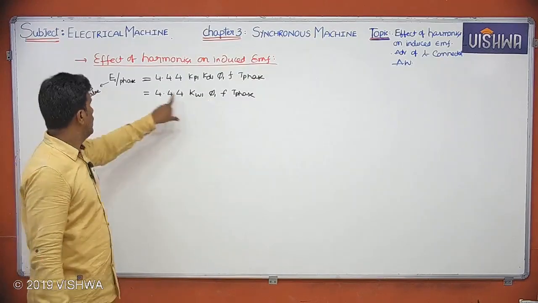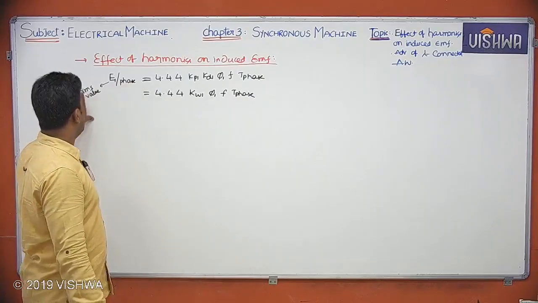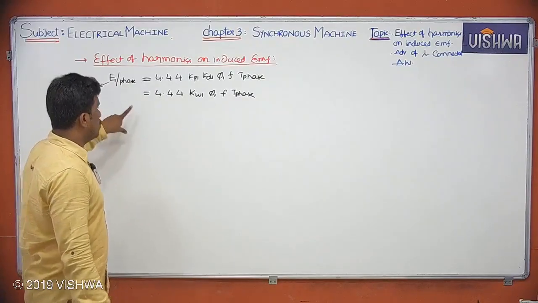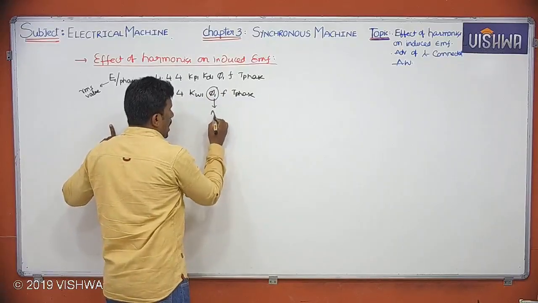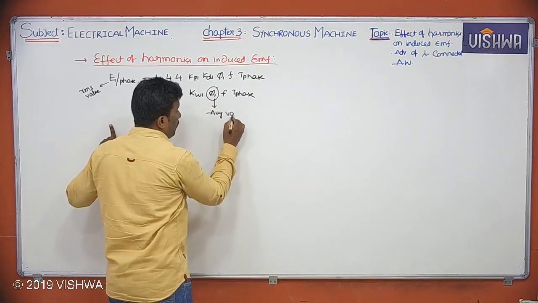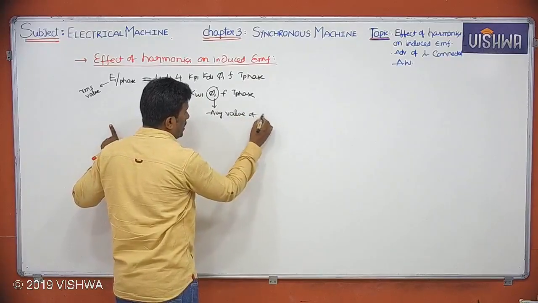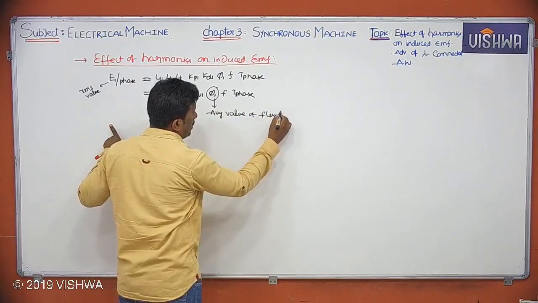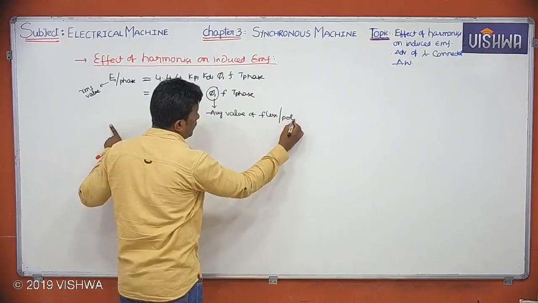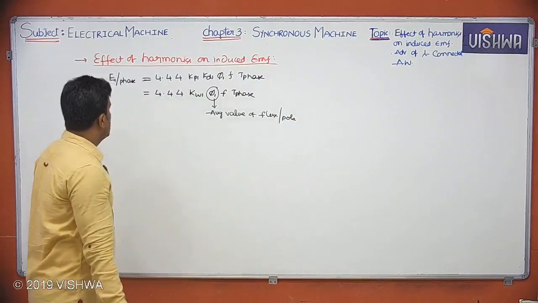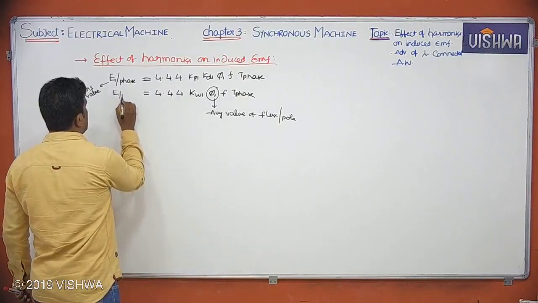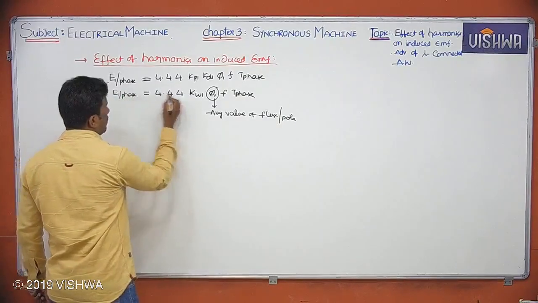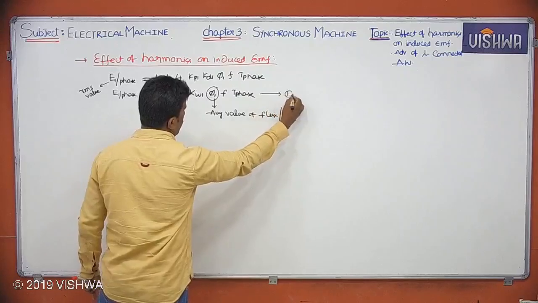Please try to refer to that topic, you'll have some idea. So E1 per phase means the RMS value of EMF per phase, and phi1 means the average value of flux per pole. So this can be taken as E1 per phase, equation number 1.